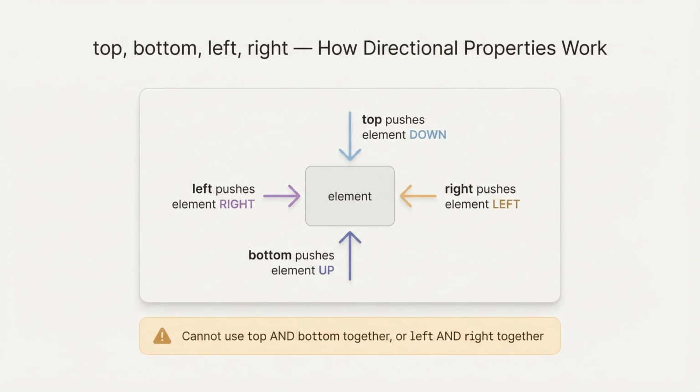One thing that trips people up is the direction of these properties. Top doesn't mean move upward, it means push away from the top. So top 100 pixels moves the element 100 pixels downward. Similarly, left 100 pixels moves it to the right. And you can't use top and bottom at the same time. That would mean place it at the top and the bottom simultaneously, which makes no sense.